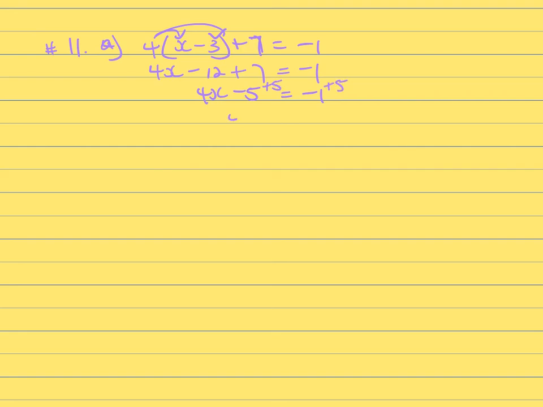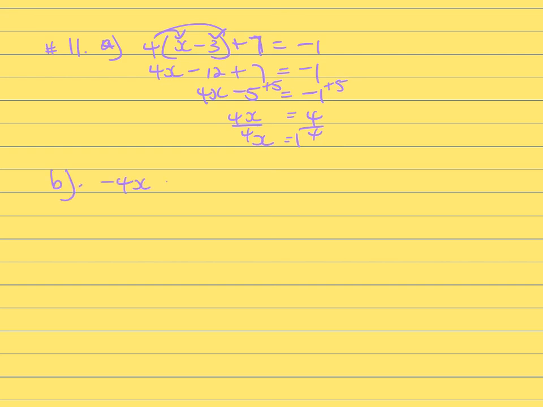Number 11. A. 4 into x minus 3 plus 7 equal minus 1. So we expand the bracket. So we'll get 4x minus 12 plus 7 equal minus 1. 4x minus 5 equal minus 1. We add 5 to both sides. 4x is equal to 4. Divide both sides by 4. So we get that x is equal to 1.